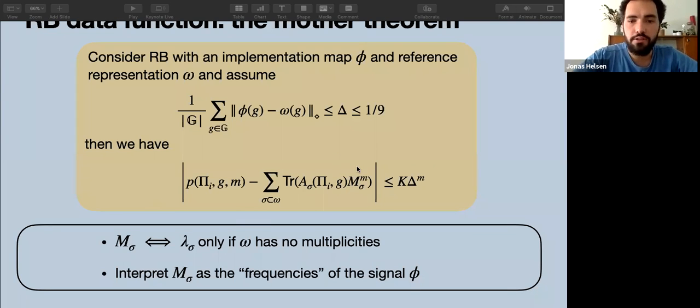But if there are no multiplicities, then we get the nice result. And this holds for any randomized benchmarking statement. It also gives you a nice interpretation of what is going on here, at least analogously. You can think of the exponentials that come out as the frequencies associated to different representations that are present in phi. So I can write my phi as a combination of different representation modes, in the same way that I can decompose an arbitrary signal into sinusoids. So this is really what randomized benchmarking measures. It measures how much of each representation is present.